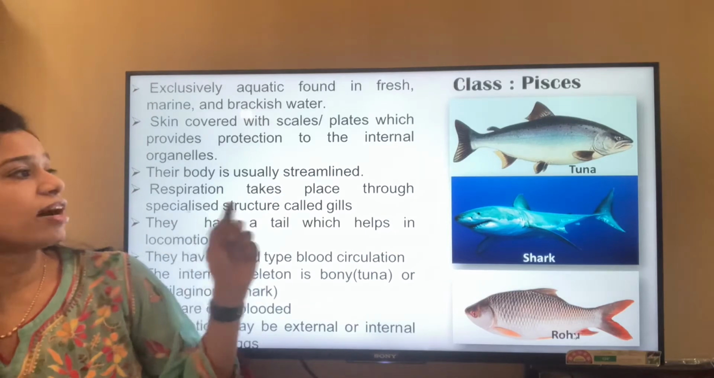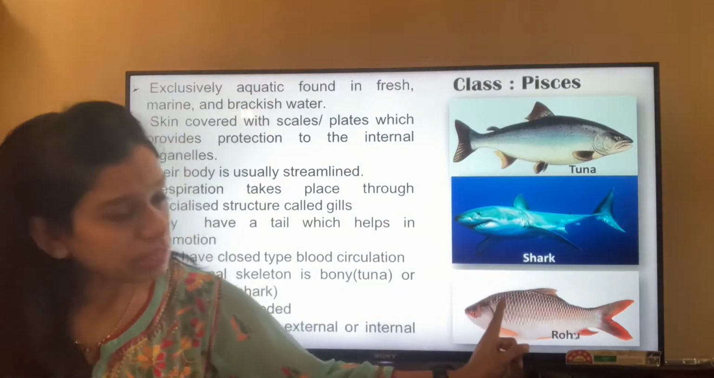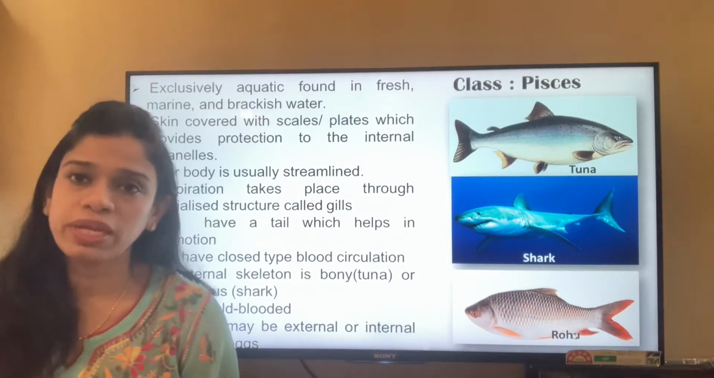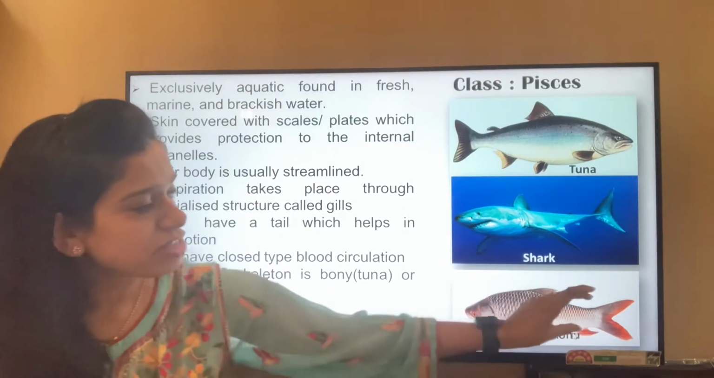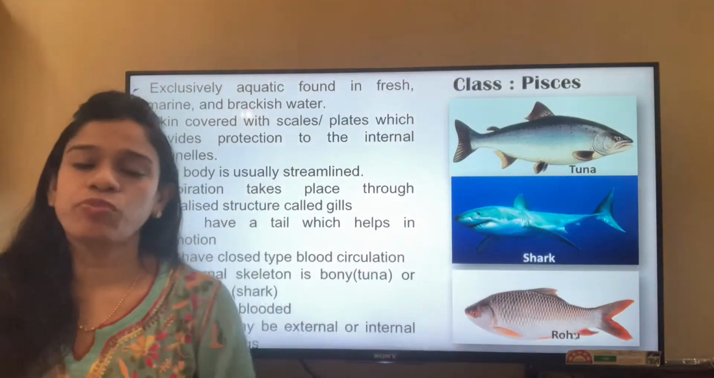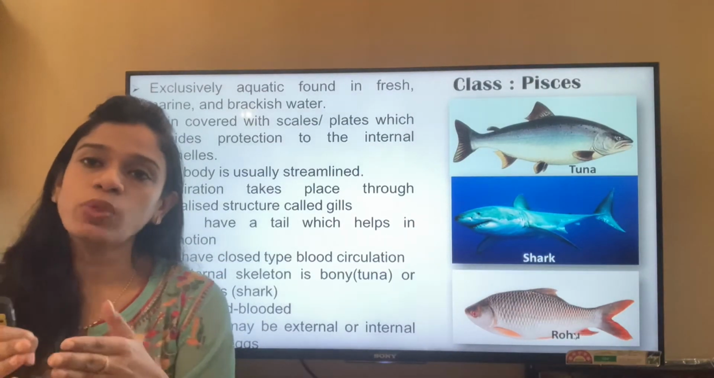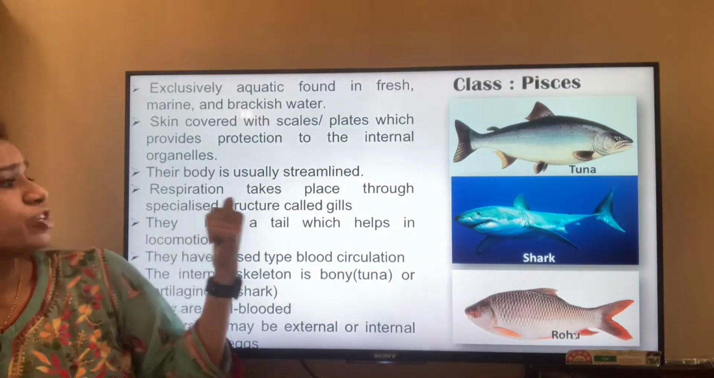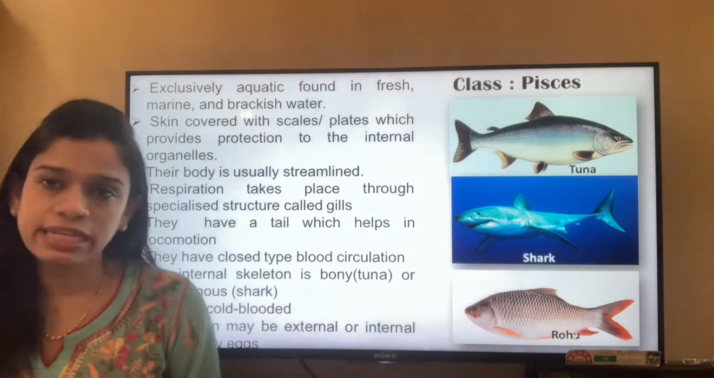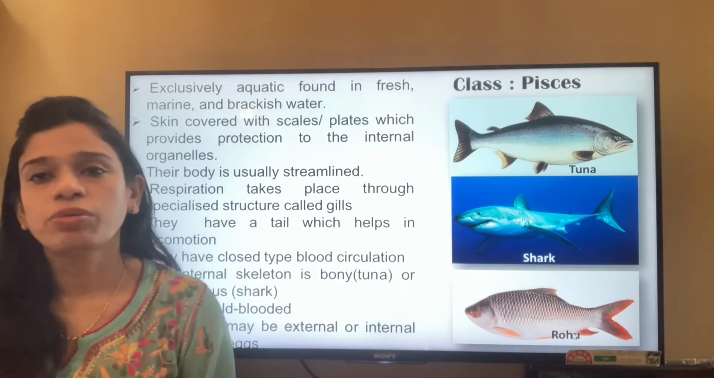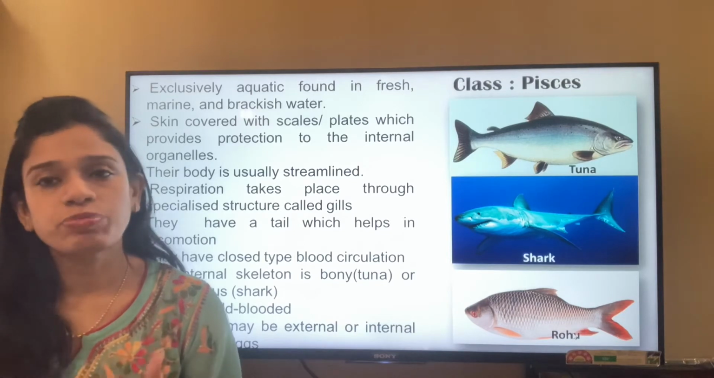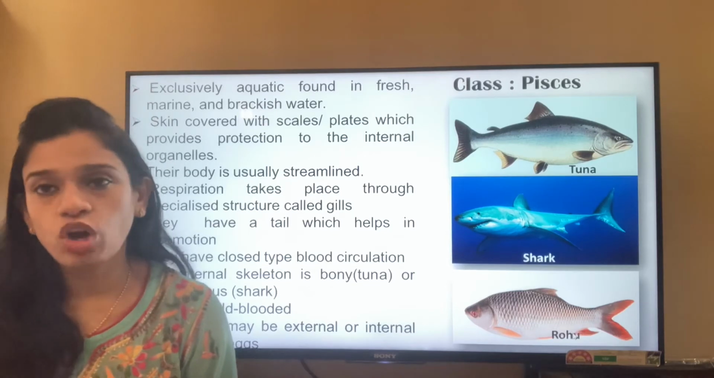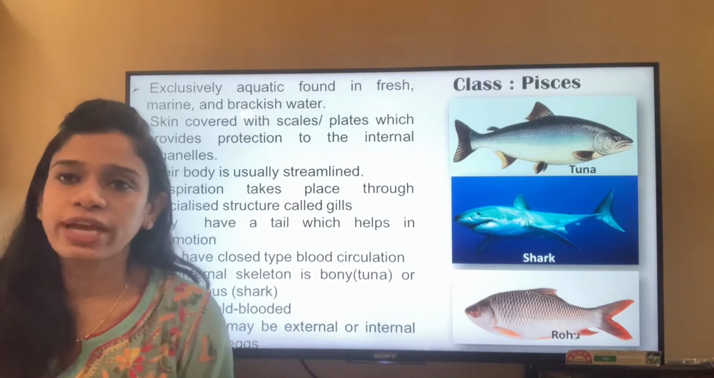Their skin is covered, you can see, with a particular scale. Their body is usually streamlined because that helps them in swimming in water. You can see all have a streamlined body. Streamlined body means they have a pointed mouth and a narrow body structure. Respiration takes place through a specialized structure called gills. Here we can see the presence of the gills, that is, respiration takes place totally through gills, which is also an evolved structure which we get to see in the chordates, because in the other phyla we generally don't get to see them.